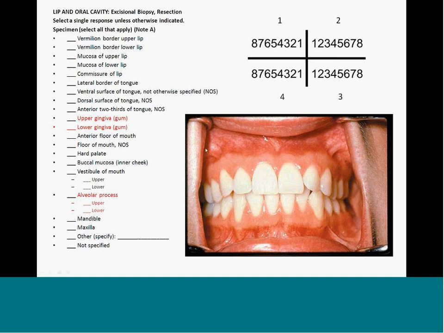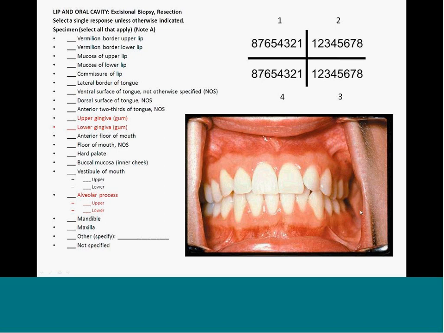Just to clarify a couple of things with respect to specimen site in the oral cavity. I don't know where they got this picture of this person with absolutely beautiful dentition. Kind of a dentist's dream, I think, or a dentist's nightmare if the dentist ever wants to retire. But the terminology of the oral mucosa can be a little bit confusing.